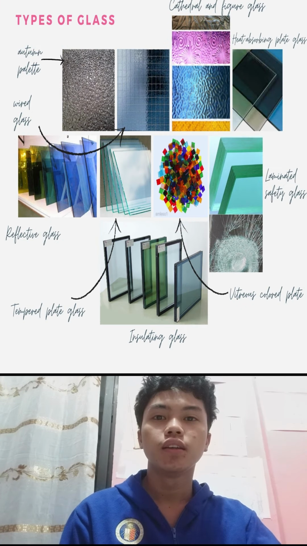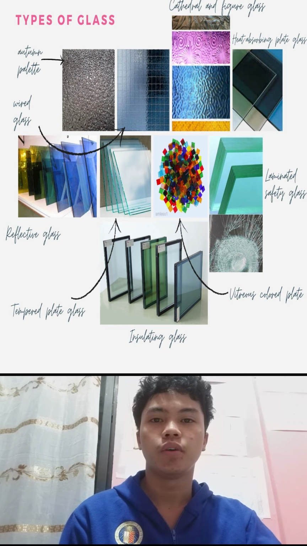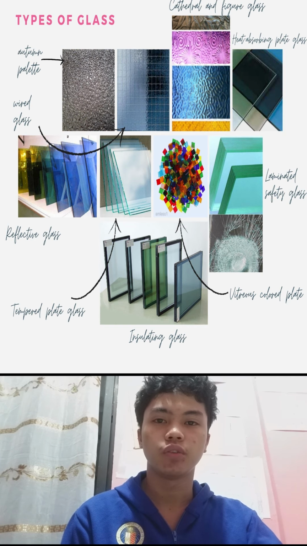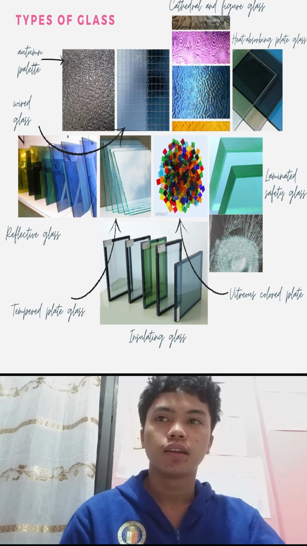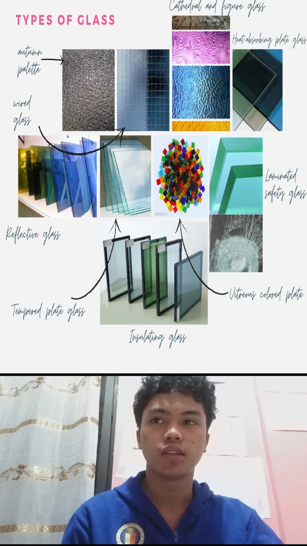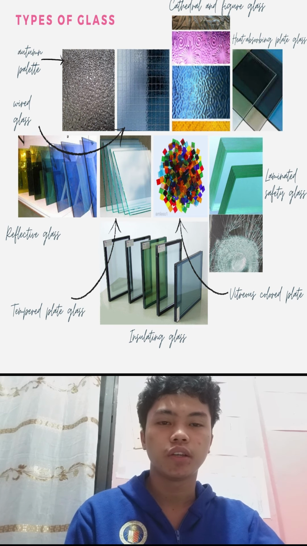Greetings everyone! The next product to be discussed is about glass and glazing. First of all, what is glass and glazing? Glass is a hard, brittle substance, ordinarily transparent or translucent, produced by melting a mixture of silica, flux, and a stabilizer, while glazing refers to the application of glass in windows or walls.